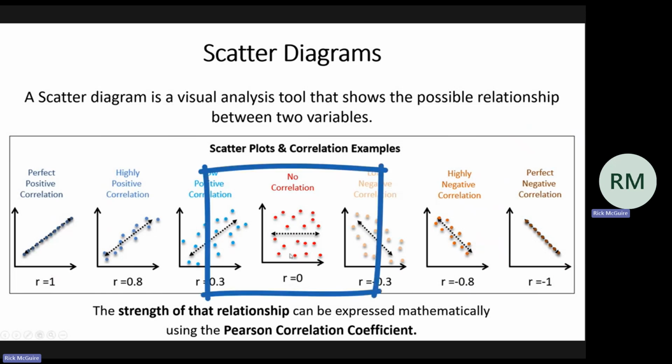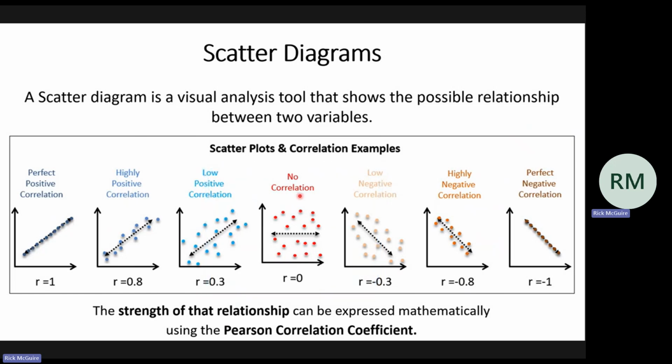Now, as we get closer to 0, we start to lose that relationship. So an R value of 0 means there's no correlation between those 2 parameters. As x changes, y basically does whatever it wants. There's no relationship between those 2 variables.